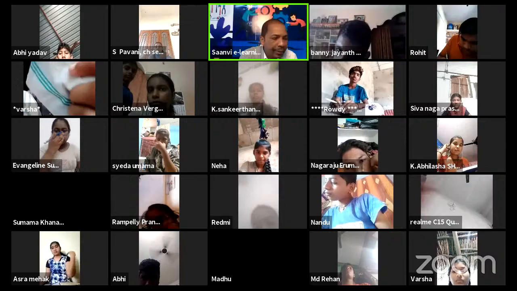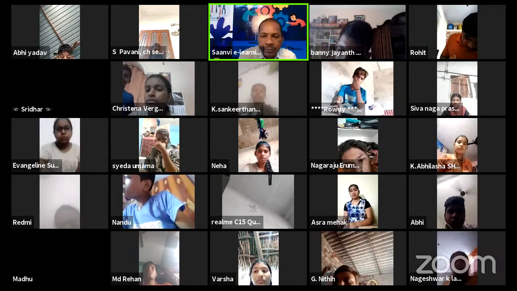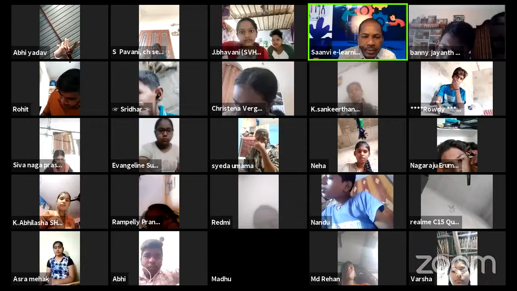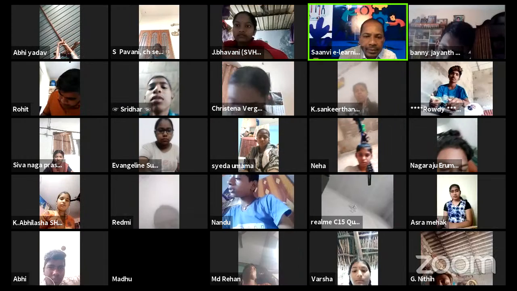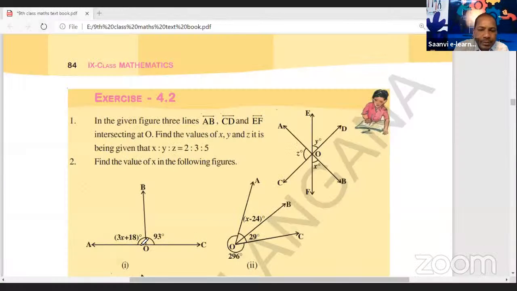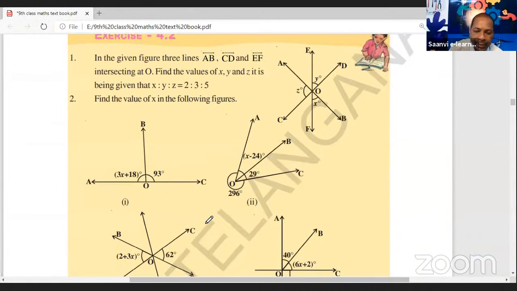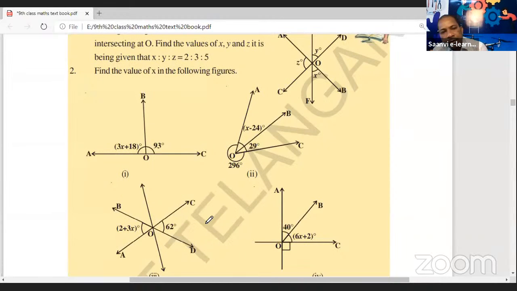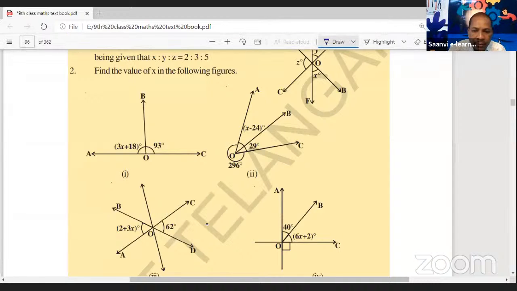Angle x is 36 degrees, angle y is 54 degrees, and angle z is equal to 90 degrees. Okay. Now see the second figure. Here in the second bit, it asks us to find the value of x in the following figures. Some figures are given. In those figures, we get the angle at x degrees. So we have to find the x values in the following figures.